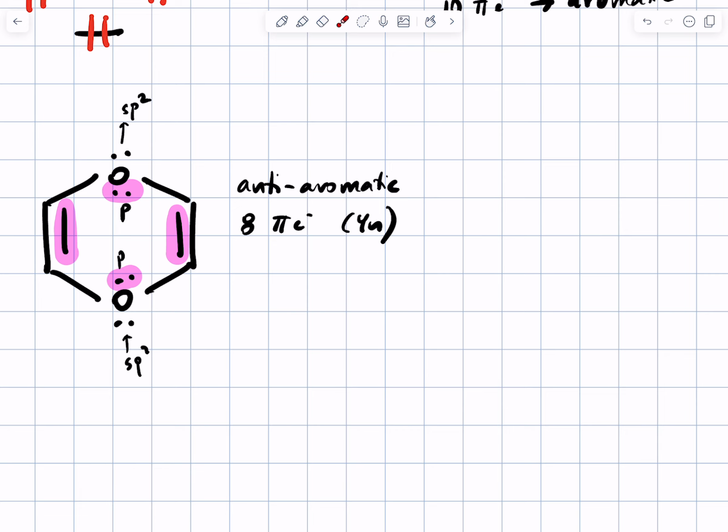What your text says, and this is actually true, is that because anti-aromaticity is so destabilizing, molecules will sometimes distort their geometries to avoid being anti-aromatic.